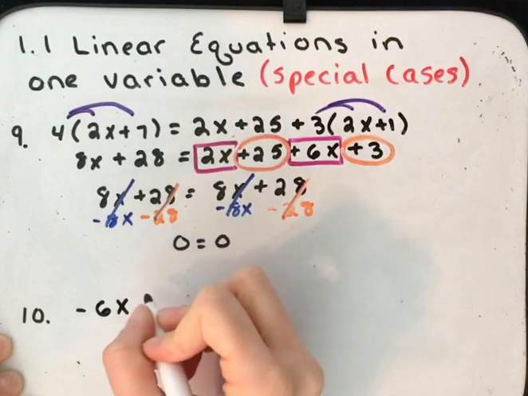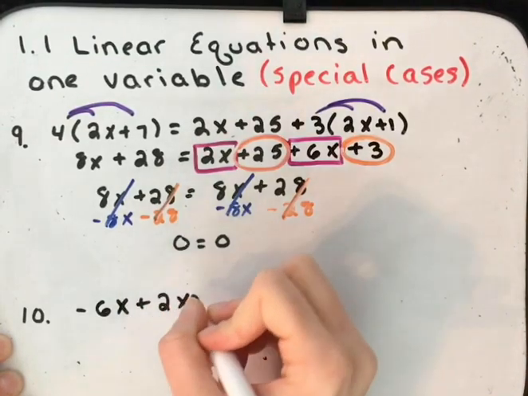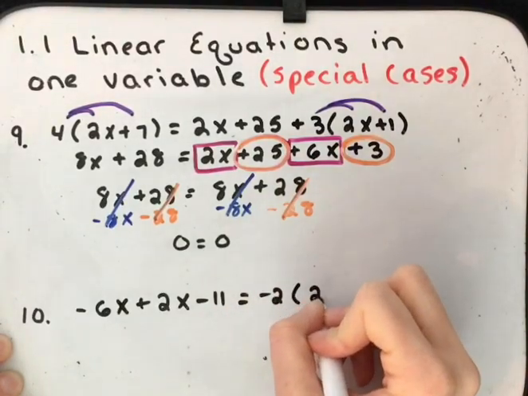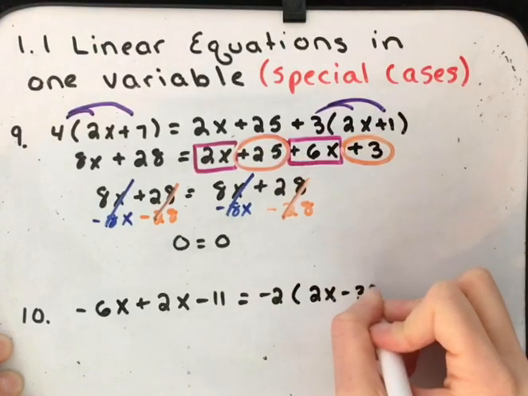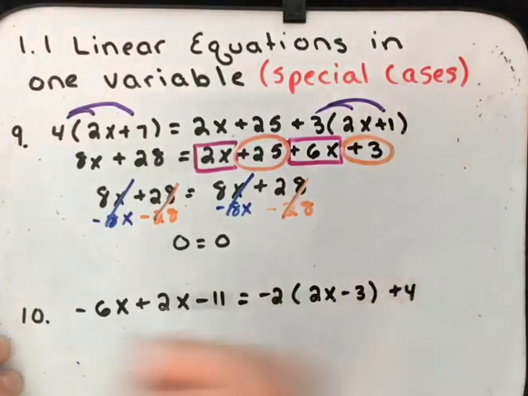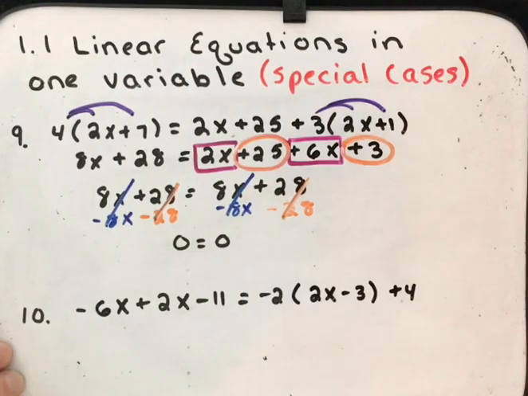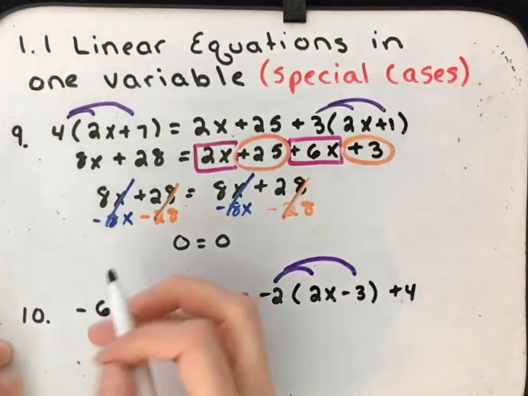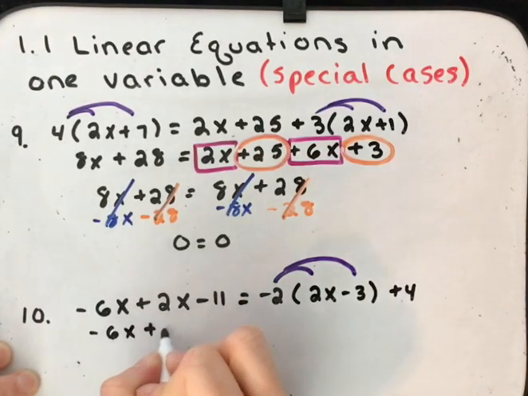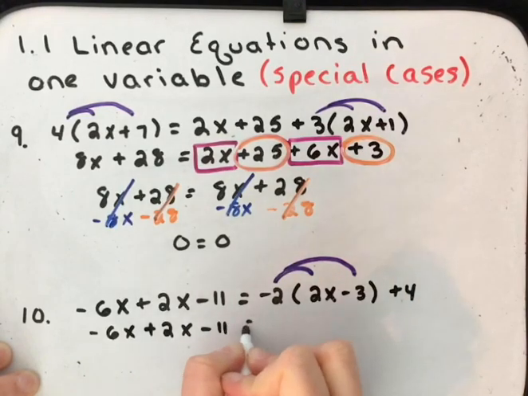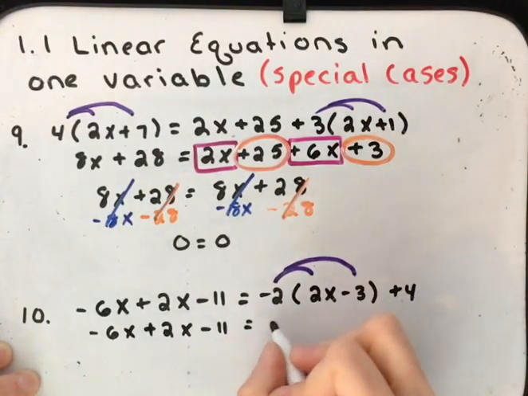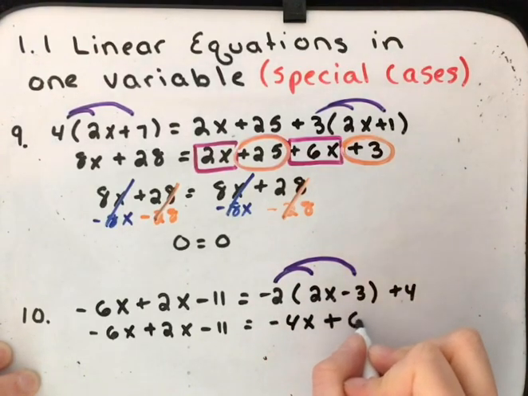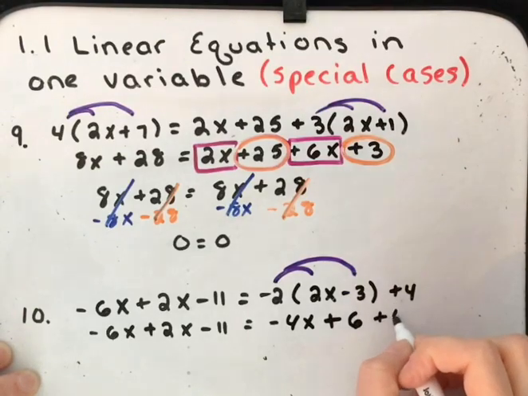We have negative 6x plus 2x minus 11 equaling negative 2 times 2x minus 3 plus 4. So start off the same way. Let's start with our distribution. So if I distribute right here, then we're going to get negative 6x plus 2x minus 11 equals negative 2 times positive 2x gives me negative 4x. Negative 2 times negative 3, negative times a negative is positive, so positive 6. And then we still have plus 4.